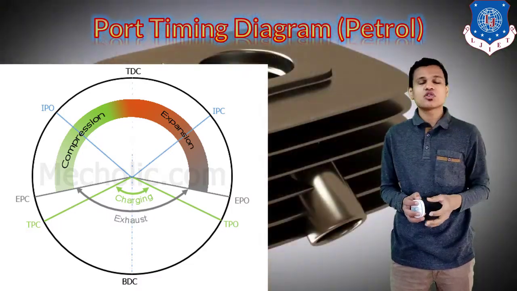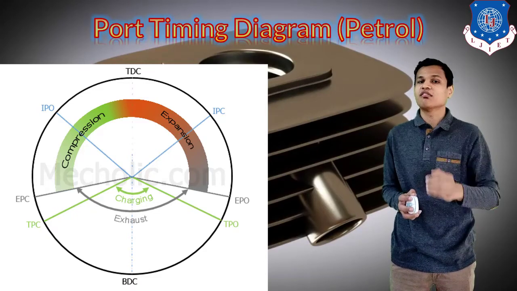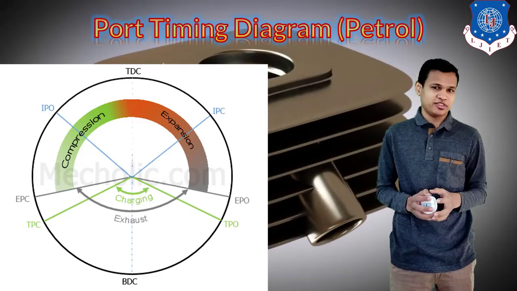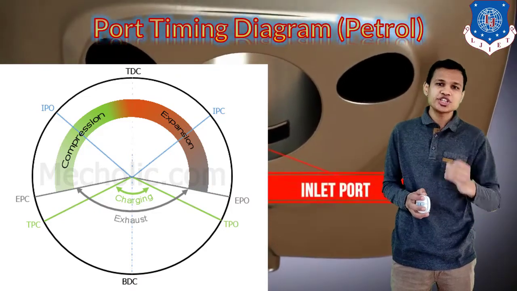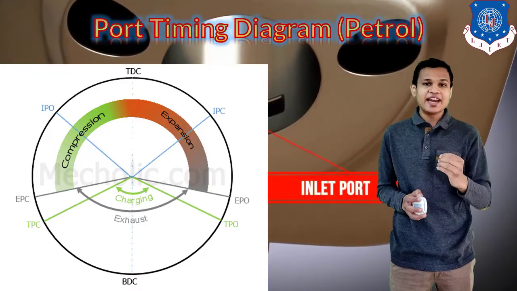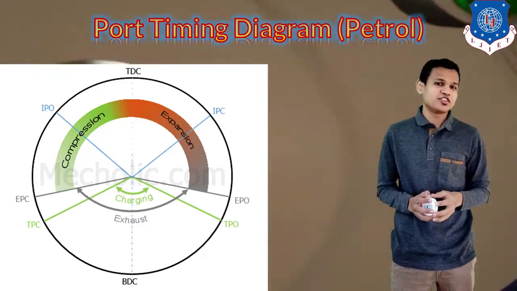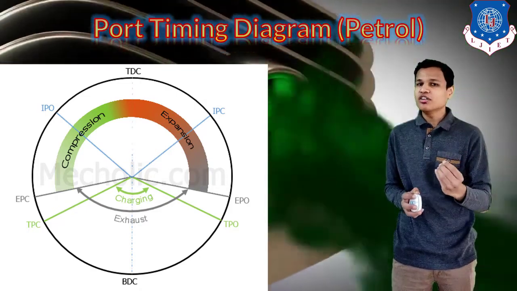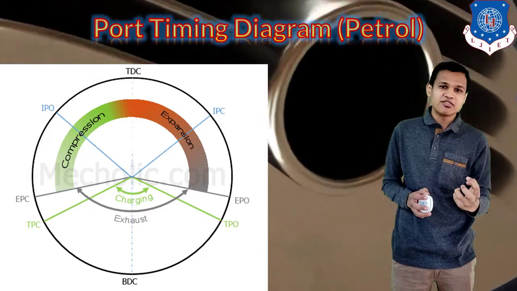So in the two-stroke engine, the main important process that is required is the scavenging process. Without the scavenging process, a situation will arise in which the fresh charge can go out with the exhaust charges. So what we are doing is taking the charge from the inlet valve.